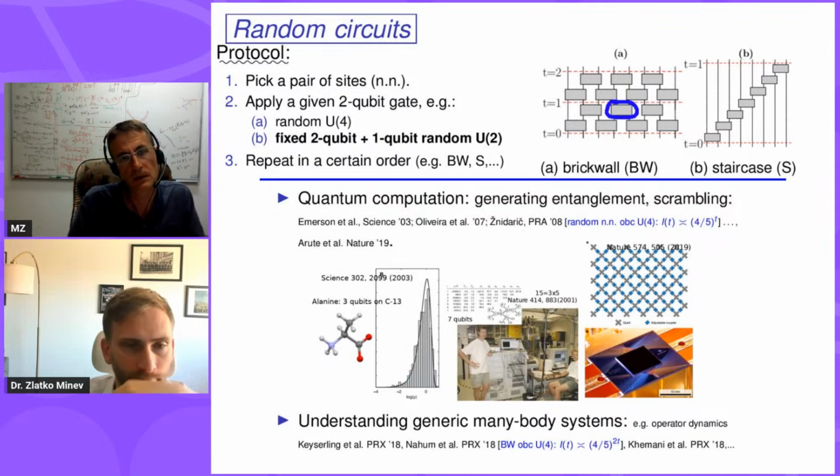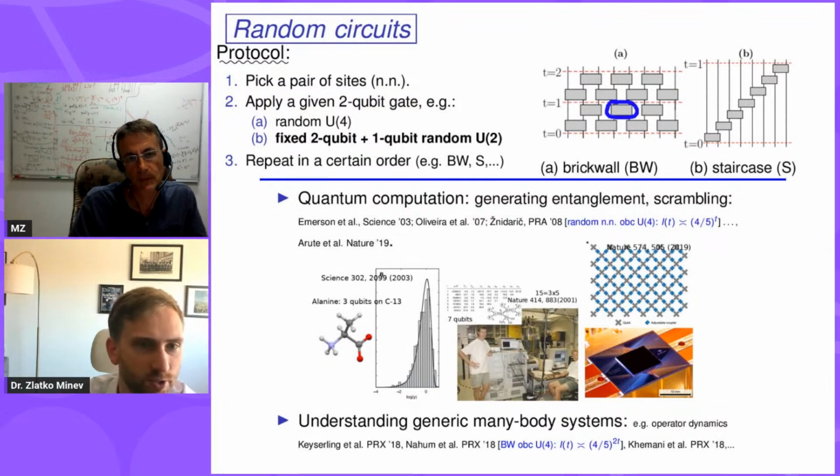And maybe the motivation for the brickwork is more clear and obvious, since that's how a lot of Trotter circuits look. But can you tell us the motivation for the staircase example? Yes. For this solvable case that I will discuss, actually the staircase is the interesting case.